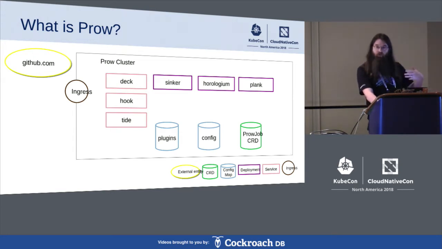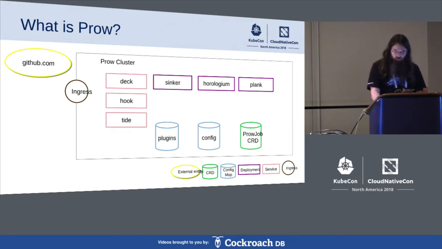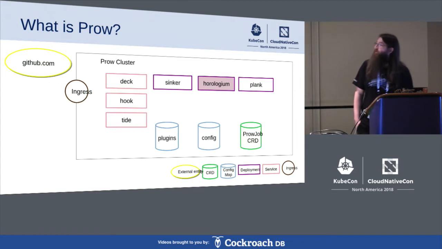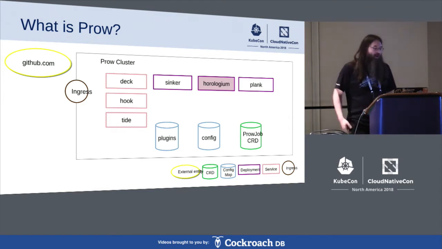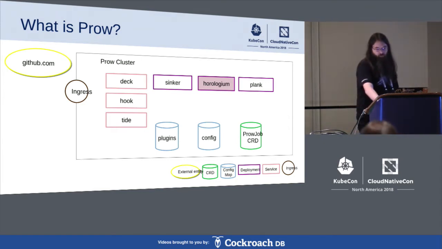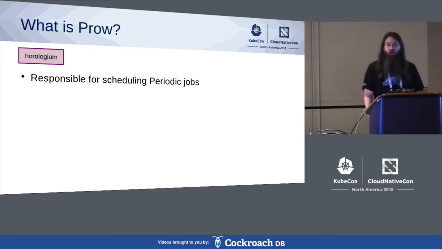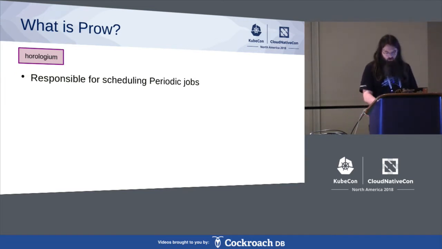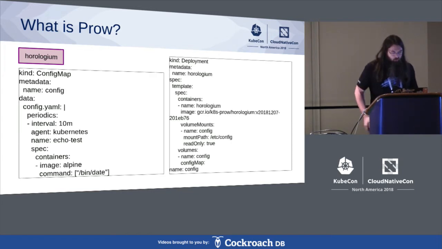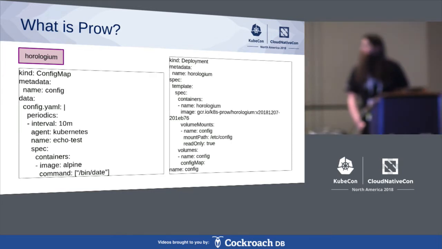And so we're going to jump in kind of where you start when you have this Getting Started cluster, which is the first thing that's going to trip me up: how to correctly say this word. Horologium, I got it, maybe, close enough. So Horologium is responsible for running scheduled periodic jobs within a Prow cluster. And so when you start up your test cluster, you're going to have a deployment for Horologium.